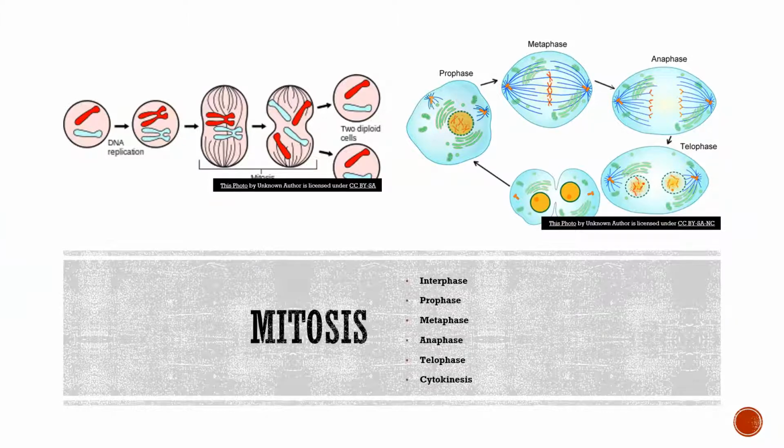It's really, really important to remember that mitosis only includes the prophase, metaphase, anaphase, and telophase. The interphase and cytokinesis are not part of mitosis. They need to occur for the cell cycle to occur, but they're not part of the process of mitosis.